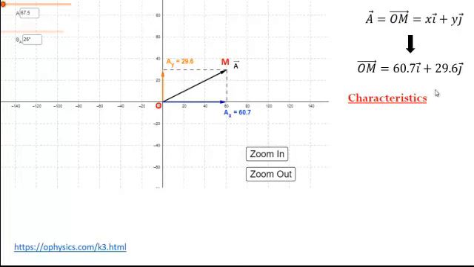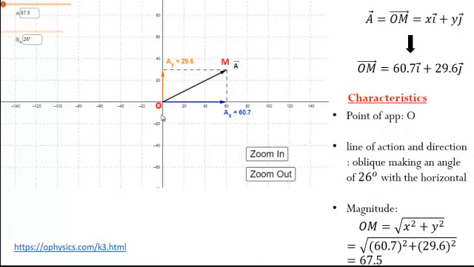What are the characteristics of this vector? So point of application, it's O. Line of action and direction جمعناهم مع بعض since it's what? Since it's oblique. بالنسبة للانجل هي عطينا اياه على جنب, so it's 26 degree. بعدين حنتعلم كيف نجيب هيدا الانجل, كيف نطلعه نحنا. And the magnitude كمان هو عطينا اياها على جنب, but we know how to find it. So OM equal radical X square اللي هي 60.7 square plus 29.6 square, then it will be 67.5. Now بالنسبة للunit, it's SI unit along the unit we are using. إذا أنا بنشتغل length, then it will be in meter.